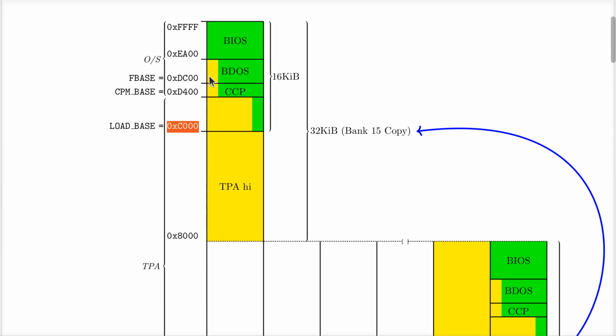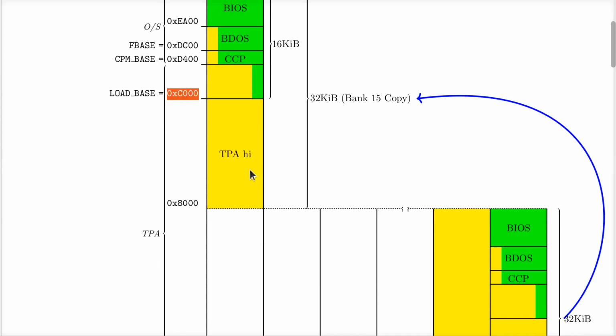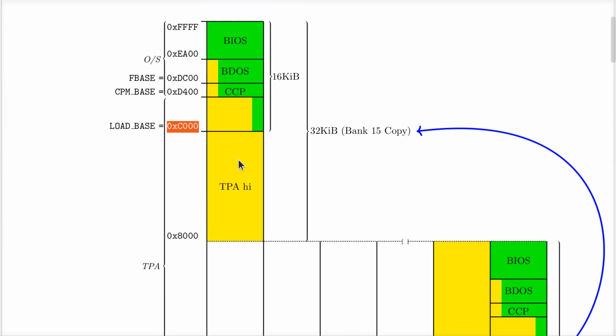I put the stair steps in here to remind us that when the TPA is running, it can consume memory all the way up to the CCP by default. It can even overwrite the CCP and even the BDOS and go all the way up to EA00 in our current configuration, if it wants to, provided it doesn't need the services that would previously have been part of this if it overwrites them. In theory, it could even overwrite the BIOS.